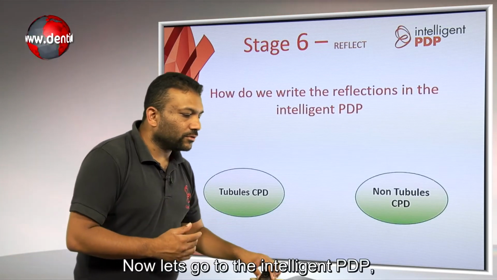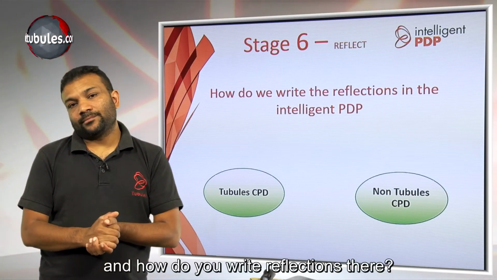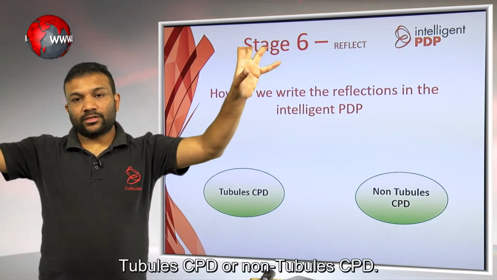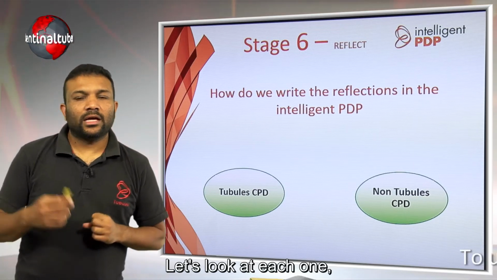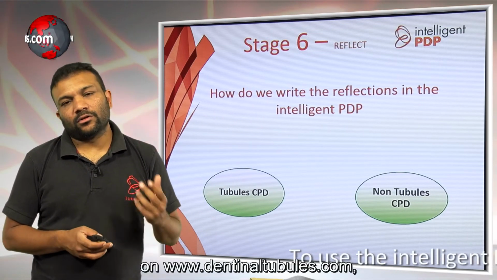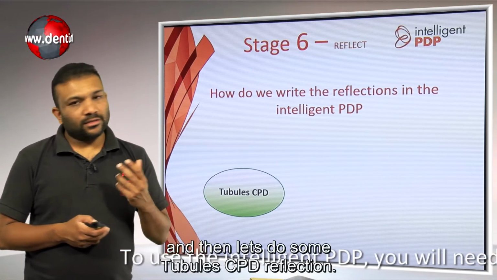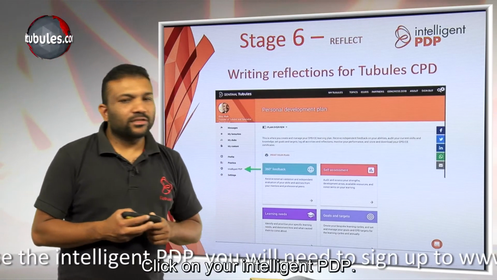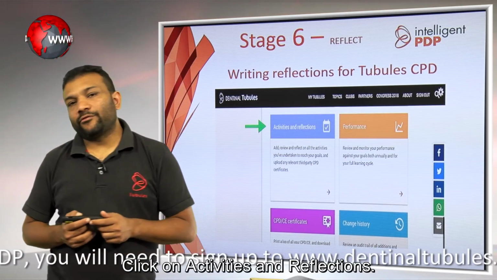Now let's go to the intelligent PDP. And how do you write reflections there? You can either write reflections having done tubule CPD or non-tubule CPD. Let's look at each one. And follow me step by step. Go back and log in on www.DentinalTubules.com. And then let's do some tubule CPD reflection. Click on your intelligent PDP. Click on activities and reflections.